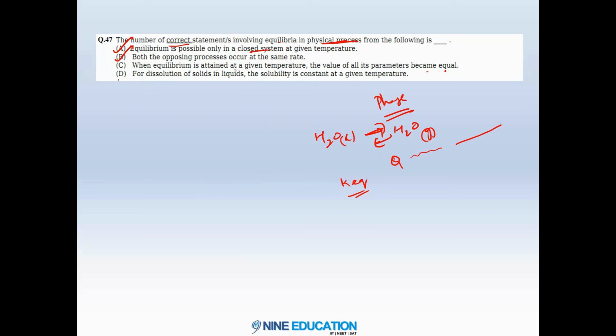For dissolution of solids in liquid, the solubility is constant at a given temperature. That's fixed, because solid and liquid will not be part of the equilibrium constant. So no matter whatever addition or substitution you do for the solid and liquid, it doesn't change.